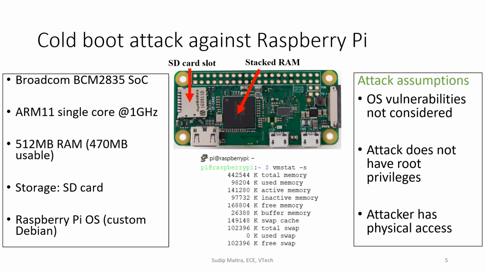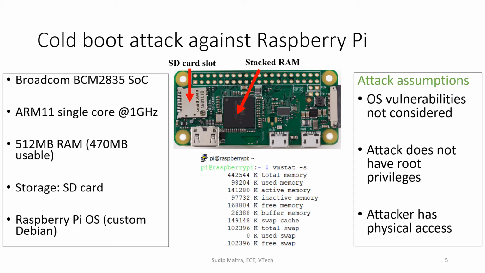It has a Broadcom BCM2835 SoC, a single-core ARM11 processor clocked at 1 GHz, around half a gigabyte of RAM, which is stacked on top of the SoC, a removable SD card slot where the OS image is located, and it runs a modified Debian distribution.